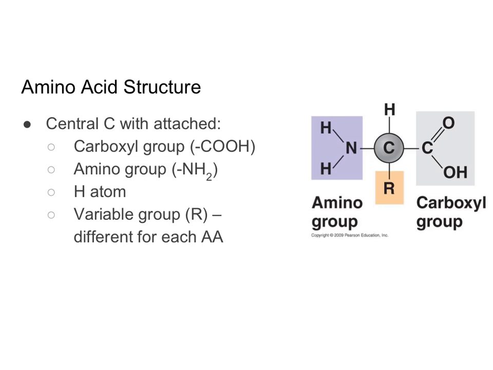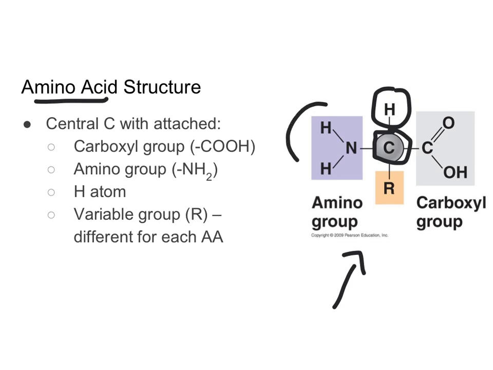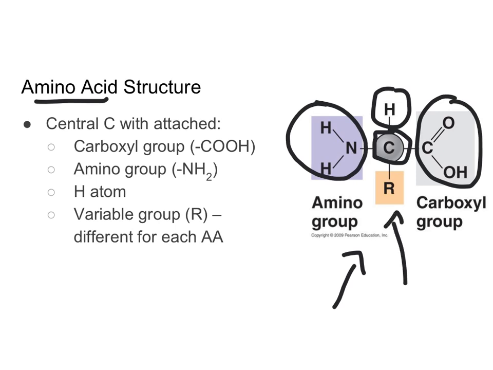So let's look a little bit more carefully at the monomer of a protein. Remember we said that the monomer of a protein is called an amino acid, and every amino acid has the same structure. If we look at this picture, every amino acid has a carbon in the center, and this carbon is bonded to 4 things. It's bonded to a hydrogen atom, an amino group, which we already know, a carboxyl group, and then the 4th group is called the R group, or the variable group.